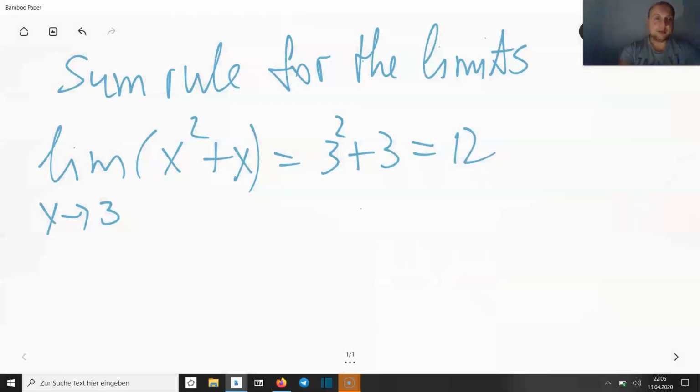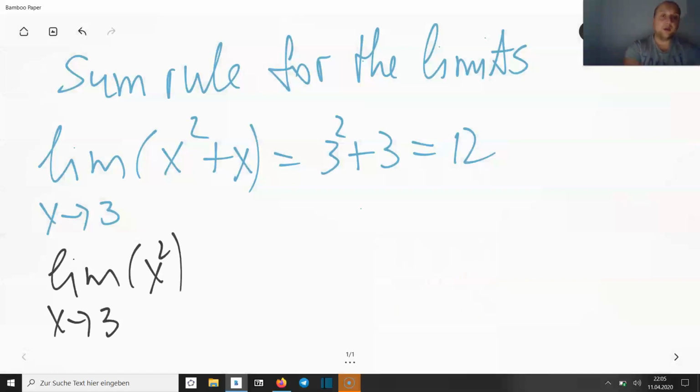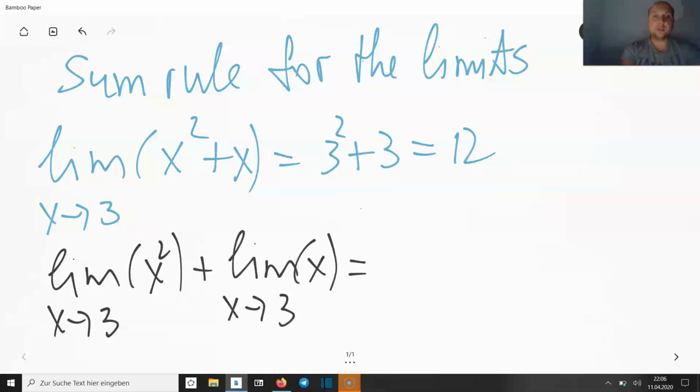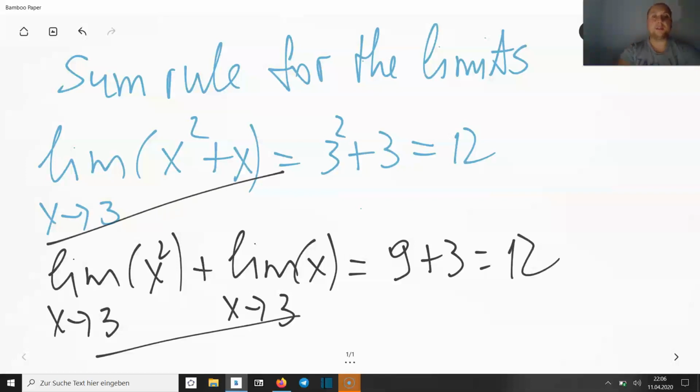Alright, but we can also take it apart. We can produce the limit x towards 3 of x squared only, plus the limit x towards 3 of x only, which would give us 9 plus 3, which is 12 again. So the question right here is, we have the limit of the sum and we have the sum of the limits. Is it always the same result? The answer is no. In this case, those two limits do exist, and their sum exists as well.